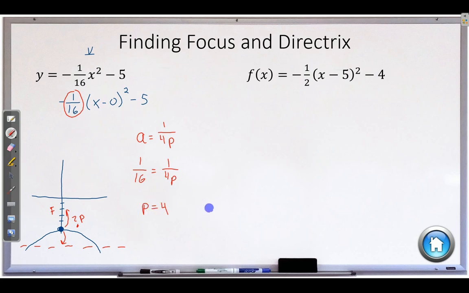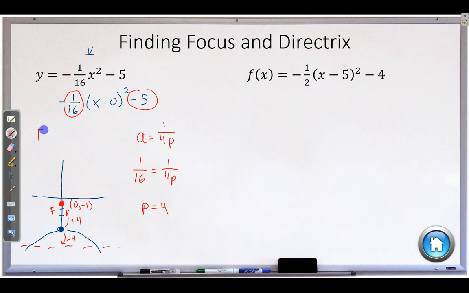If you can't do that in your head, and sometimes it's too complicated, you can't, you could simply cross multiply and solve the equation. So, if our p value is 4, that means from our vertex, we're going to add 4 to get to the focus, and we're going to subtract 4 to get down to our directrix. So if I'm down here at -5, remember we went down 5, and if I go up 4, that would put me at -1, and so that point is 0, -1.